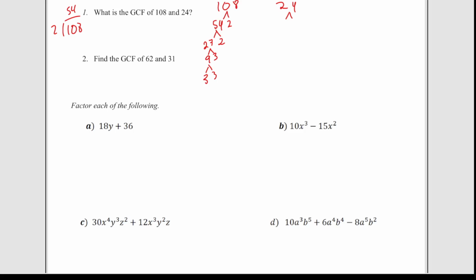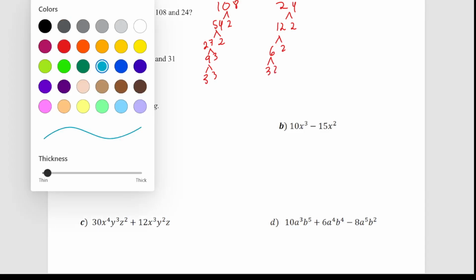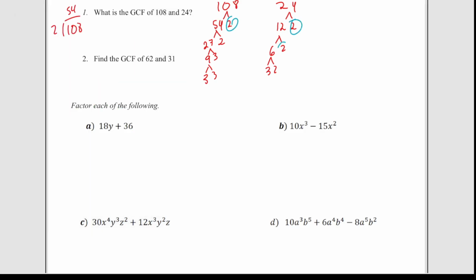And the reason why I knew 2 went in there is because it's even. Then for 24, I can break that down similarly, so I know that breaks down to 12 and 2, 12 breaks down to 6 and 2, and 6 breaks down into 3 and 2. Now why did I do all that work? To identify all of my pairs. So I've got a set of 2s, another set of 2s, and a 3, and then we've got 2 times 2 times 3, so 12 is their greatest common factor. Yes, that would be the greatest common factor between the two of those, because 24 does not directly go into 108, however 12 does.